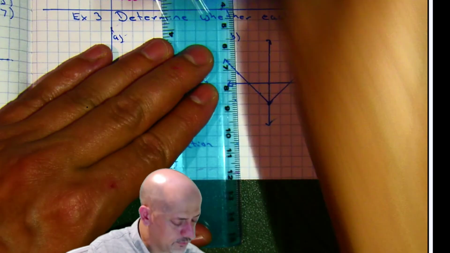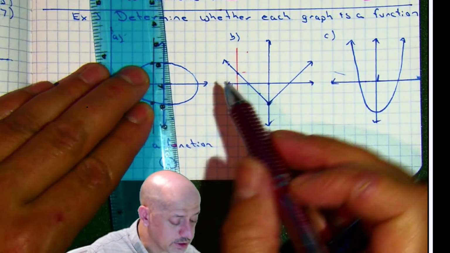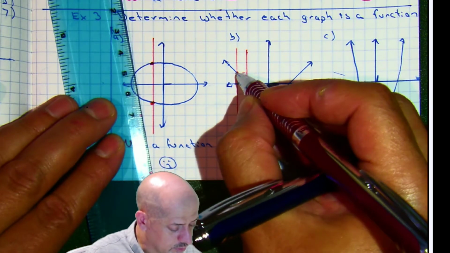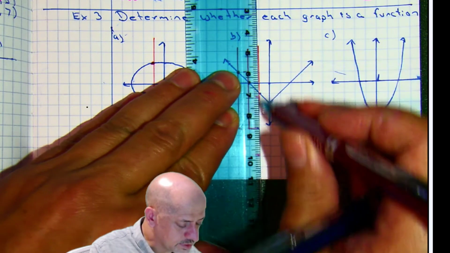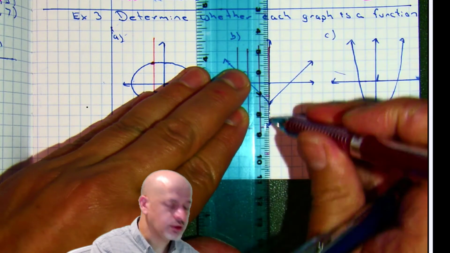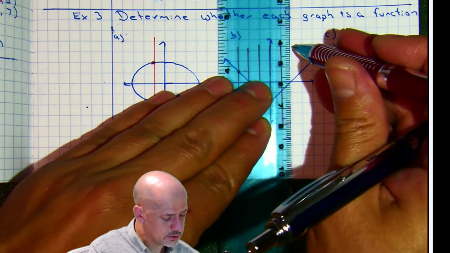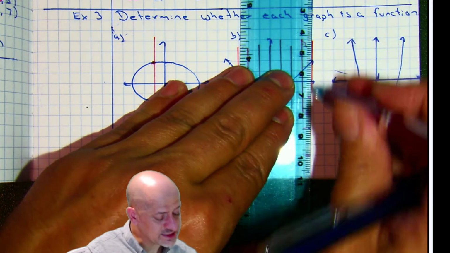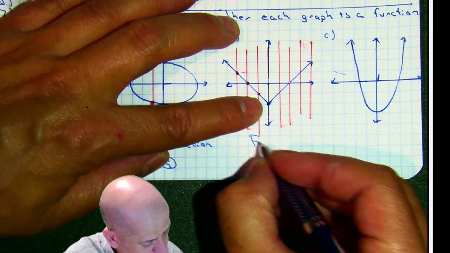Then I'm going to draw vertical lines. How many times does it cross? 1. I'm going to try again. How many times does it cross? Only once here. So every time if I make a vertical line, how many times does it cross? Only once. If I make another vertical line, it only crosses once, once, once, once. Every single line only crosses once, so that is a function.